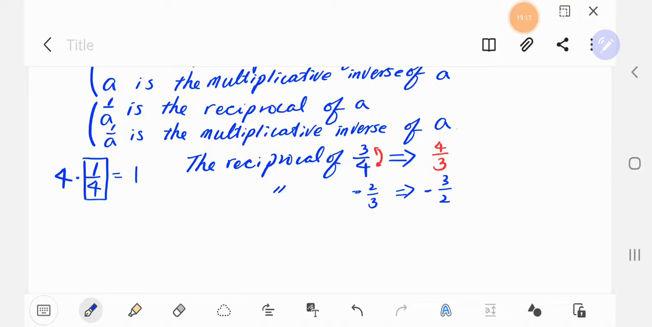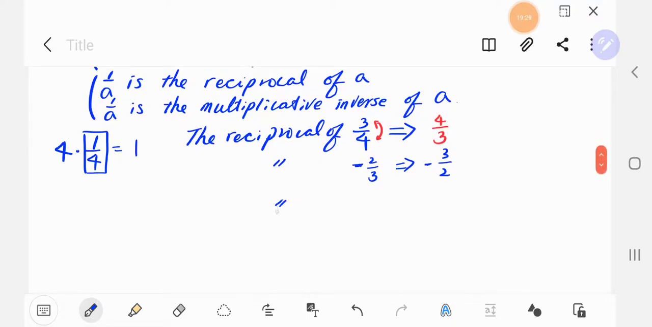Okay, if you change the sign, then it is the opposite of the number. So we are not making the opposite, we are making a reciprocal. So the negative sign stays the same. How about this one? How about the reciprocal of 2? Okay, 2 is actually equal to what? 2/1, isn't it? So when you switch the top and bottom, it becomes 1/2.